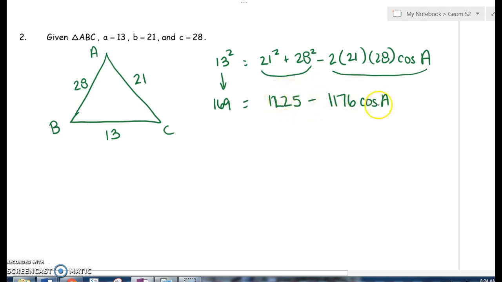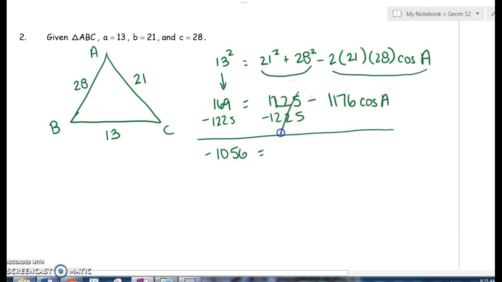What I'm going to do is try and get the cosine by itself. So I'm going to get rid of the 1225. The 1225 is being combined by addition, so I'm going to subtract it. All right, and so 169 minus 1225, you get negative 1,056. These cancel. I still have a negative 1176 cosine of A.